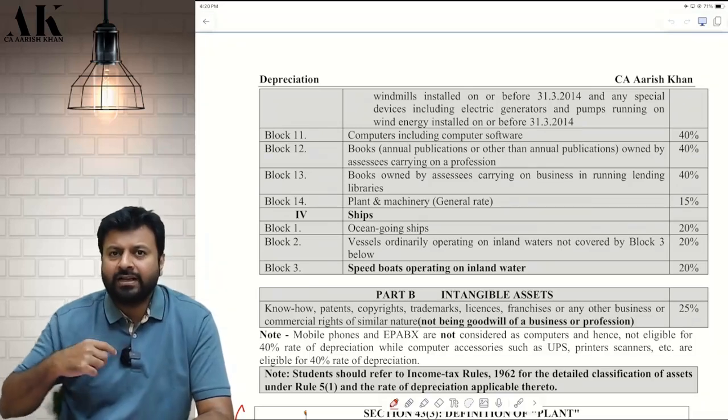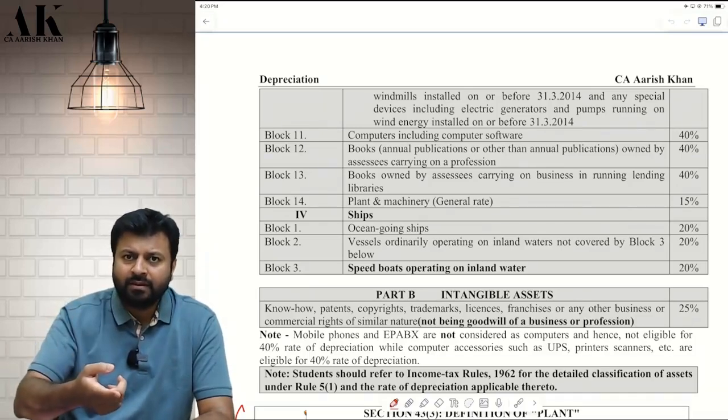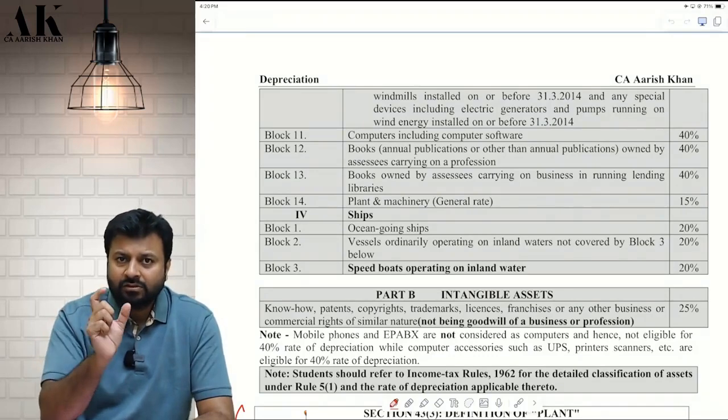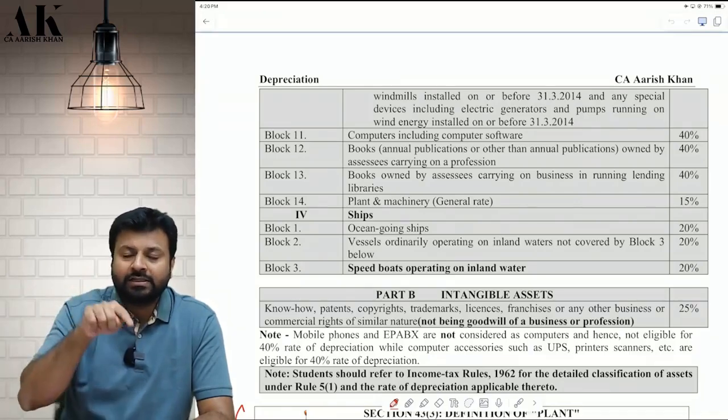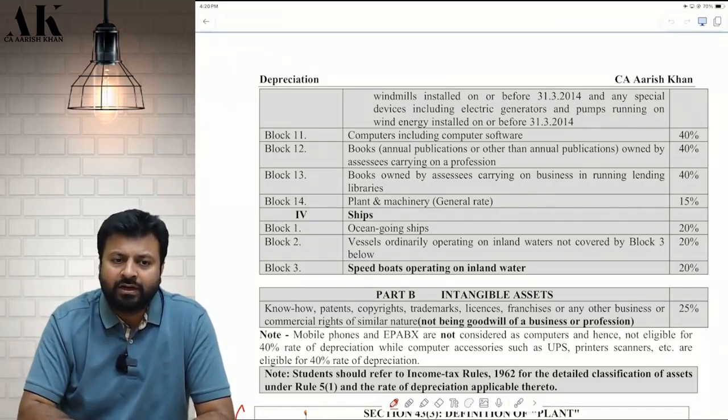So after 10 years, when I am going to leave the building, I am leaving that deemed building also, correct or not? Please tell me. So that is considered to be a transfer of block of asset. What is it considered as?